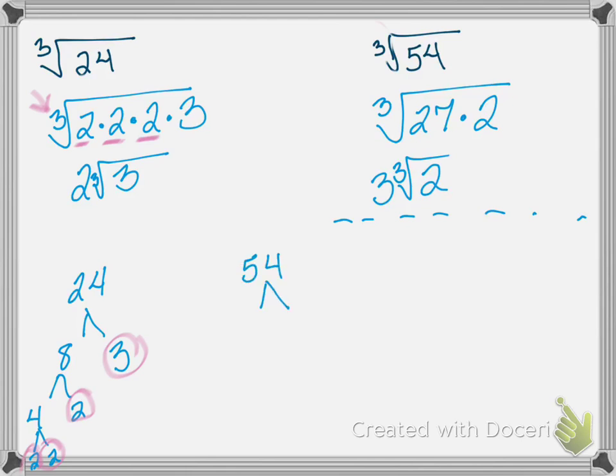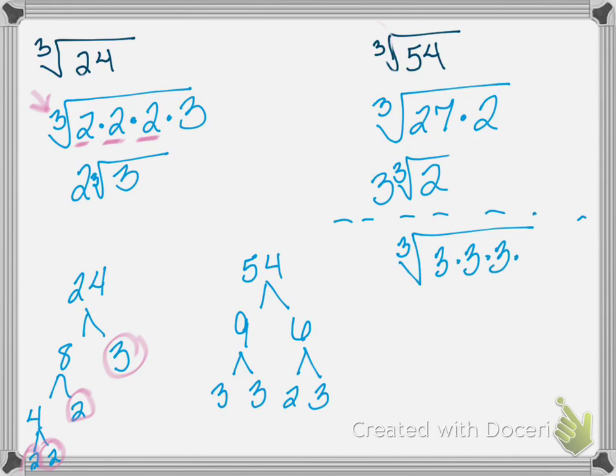So I'm going to say 9 times 6. Is 9 times 6 54? Yes. Then 9 breaks down to 3 times 3. 6 breaks down to 2 times 3. So inside my cubed root, I'm going to have 3 times 3 times 3 times 2. Because this 3 shows up 3 times inside the cubed root, what do I bring out?